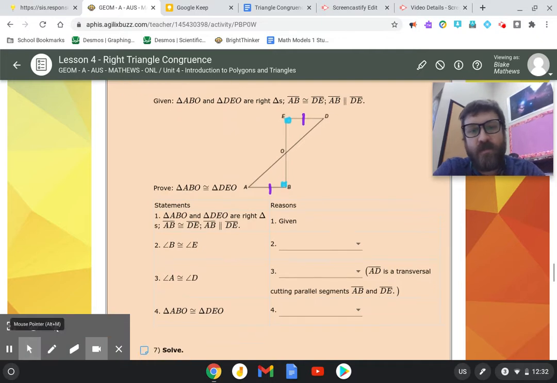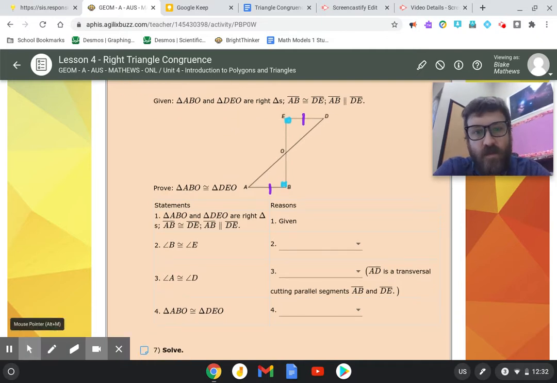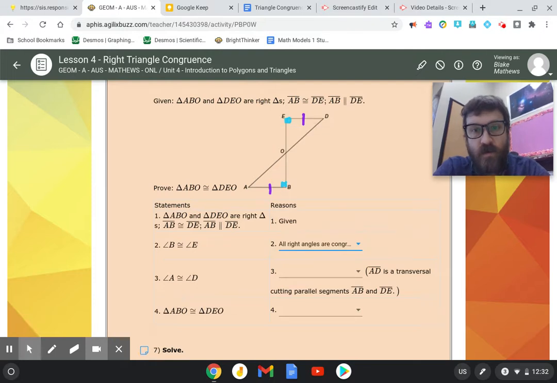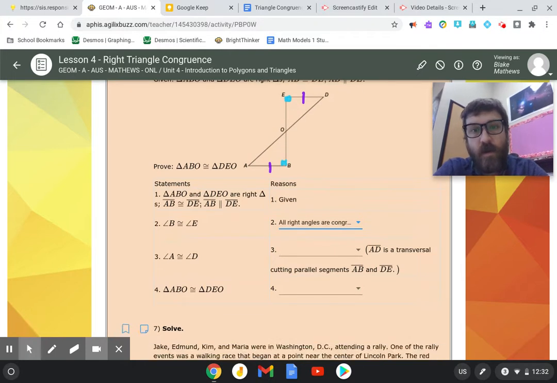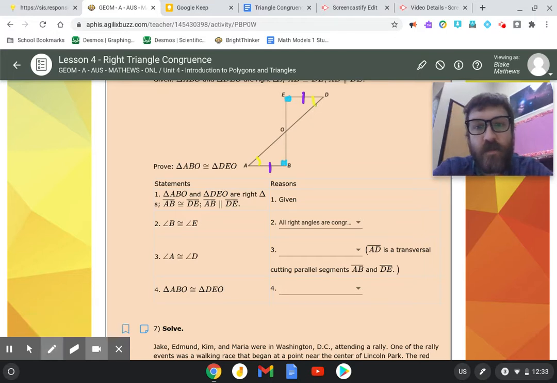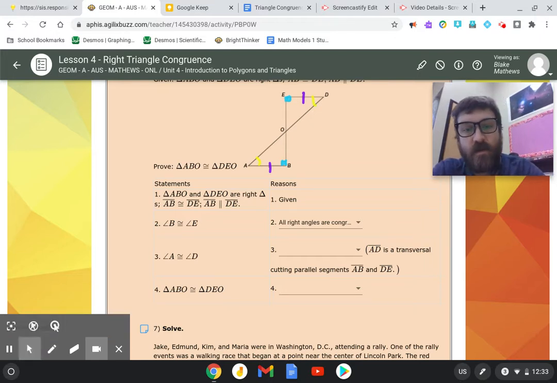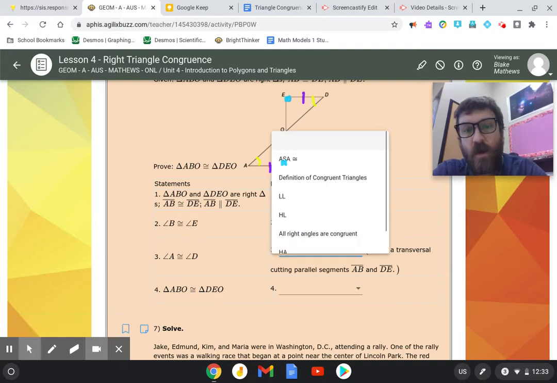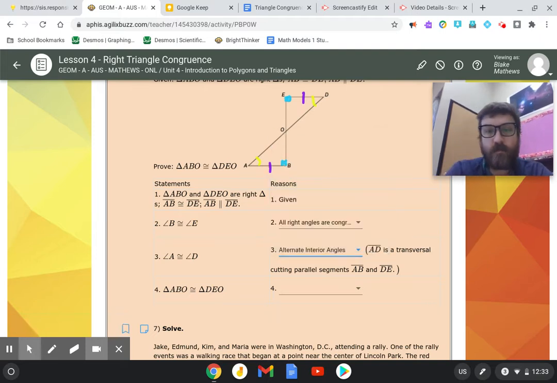So looking at our proof, they have our givens. Then they say angle B is congruent to angle E. Okay, well, that's because those are right triangles. All right angles are congruent. So right angles are always congruent to other right angles. That's how we know it's all right angles are congruent. Then we have angle A is congruent to angle D. The question is, how do we prove that? Well, this is going to go back to the fact that we have parallel lines, and those are alternate interior angles. They give us a hint right here. AD is a transversal cutting parallel line segments. So that's going to be alternate interior angles.